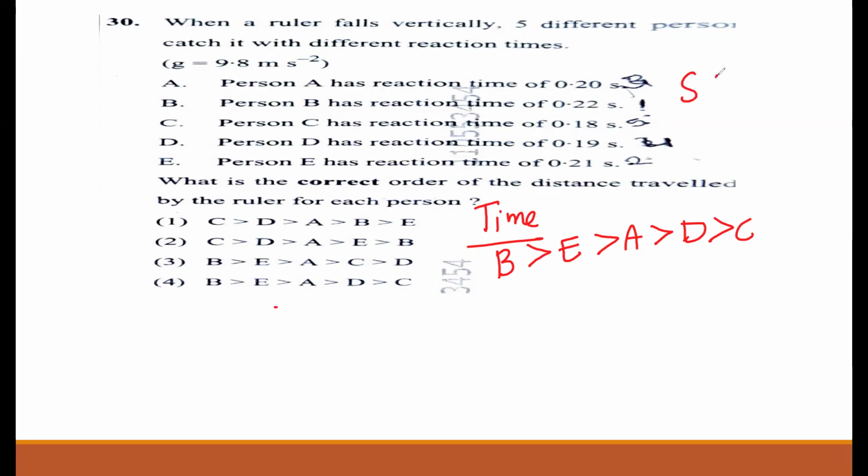But the distance traveled S is proportional to T square. Obviously, the correct order for the distances traveled follows the reaction times in that way. So B, E, A, D, C, the fourth option would be the answer here.